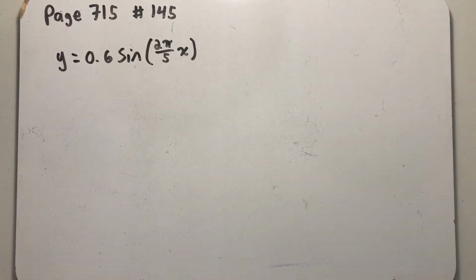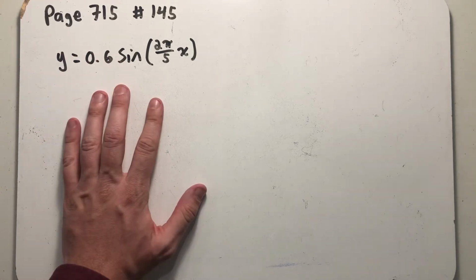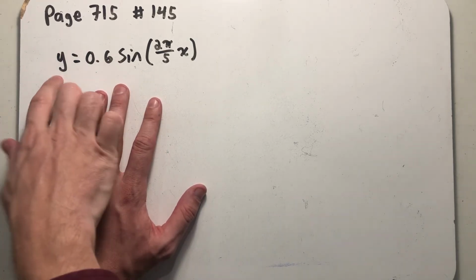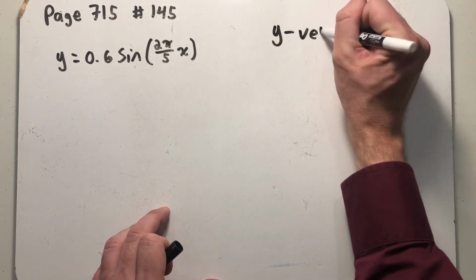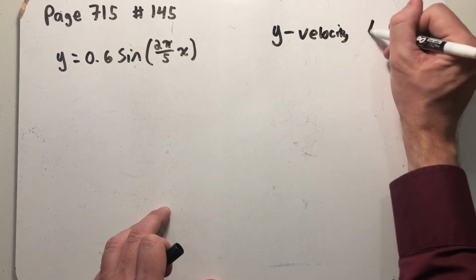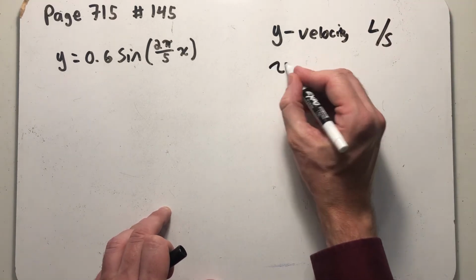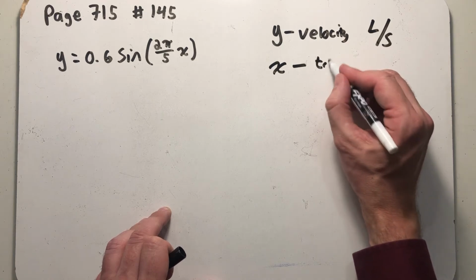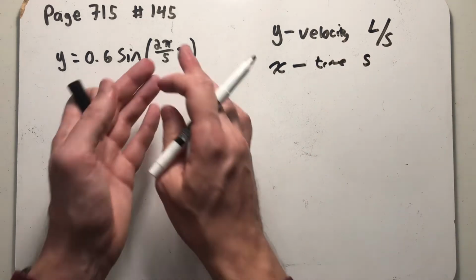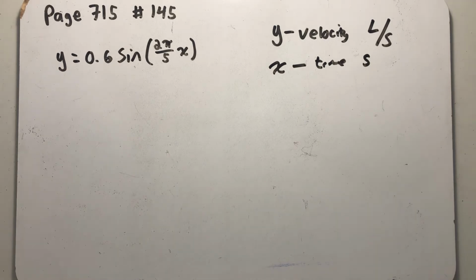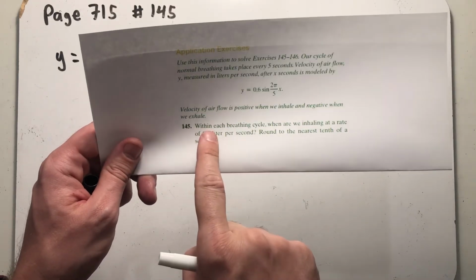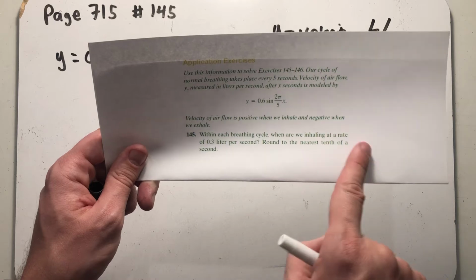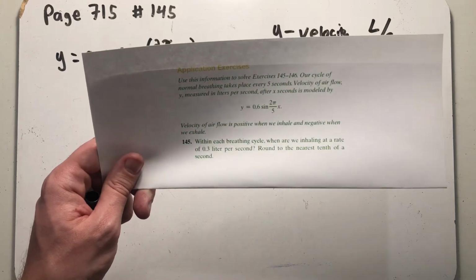All right, well, the most important piece of information we're given is this equation that models the velocity of airflow. Y is that velocity, and that's being measured in liters per second. X is the time, and that's being measured in seconds. So you plug in a time and you get out a velocity here. And we're also told that velocity of airflow is positive when we breathe in. And we're asked, within each breathing cycle, when are we inhaling at a rate of 0.3 liters per second?